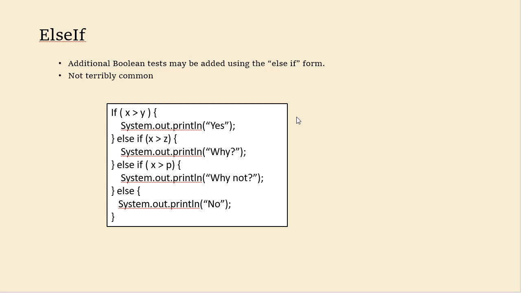Else if, the standard else if looks like this. If some kind of a test, x greater than y, do something. Else if, notice now there's a new Boolean test. If, test, else if, test, else if, test. You can keep adding these and adding these and adding these. And then finally an else.